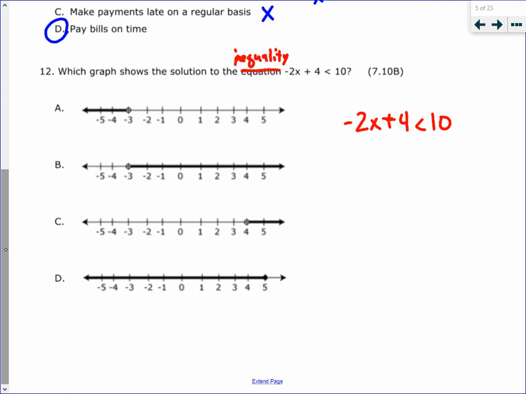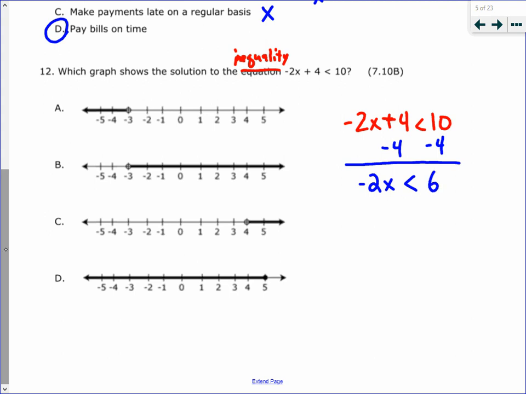Remember, you do the reverse order of operations. So we're either going to add or subtract first, usually. In this case, we're going to do the opposite of adding 4. So we're going to subtract 4 from both sides. We still have our negative 2x left. We're going to bring down the less than symbol. 10 minus 4 is 6.